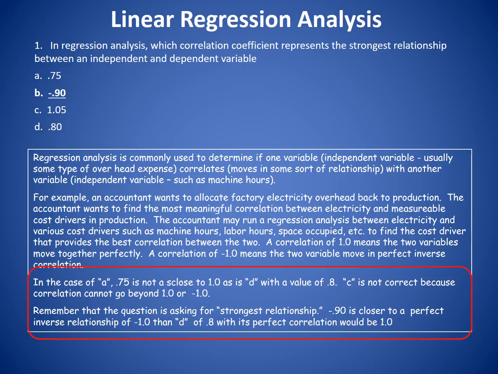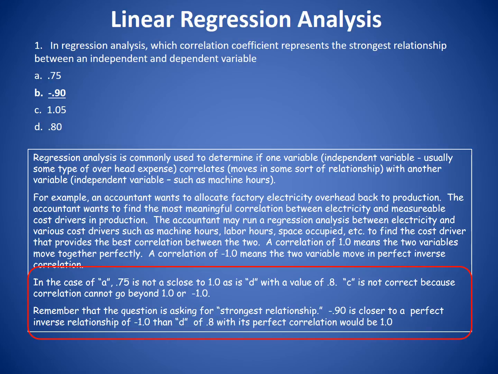the red circled portion. And it says in the case of answer A, 0.75 is not as close to 1.0 as is D with the value of 0.8. C is not correct because the correlation cannot go beyond 1.0 or negative 1.0. Now, here's where the trick part is. Remember that the question is asking for the strongest relationship. It's not saying positive or negative, or a positive or an inverse relationship.